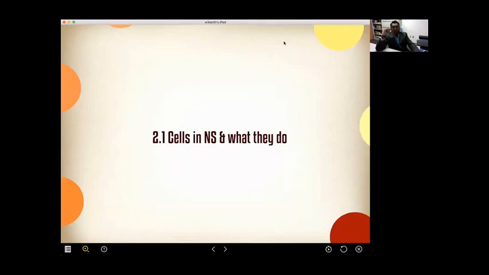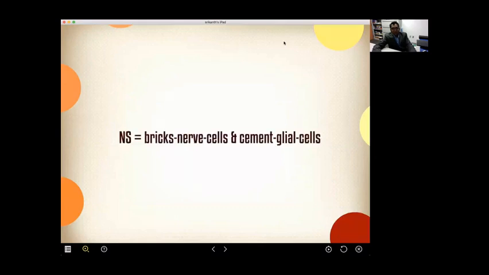Okay, so we're in module 2.1. We're going to talk about cells in the nervous system and what exactly they do. If you think of nervous system as a wall of bricks, then you can compare bricks to nerve cells and the concrete that connects the nerve cells to the glial cells. In other words, nervous system has two kinds of cells, nerve cells and glial cells.